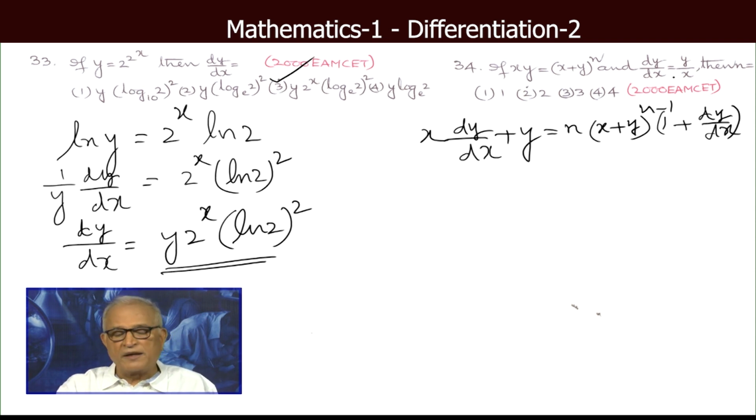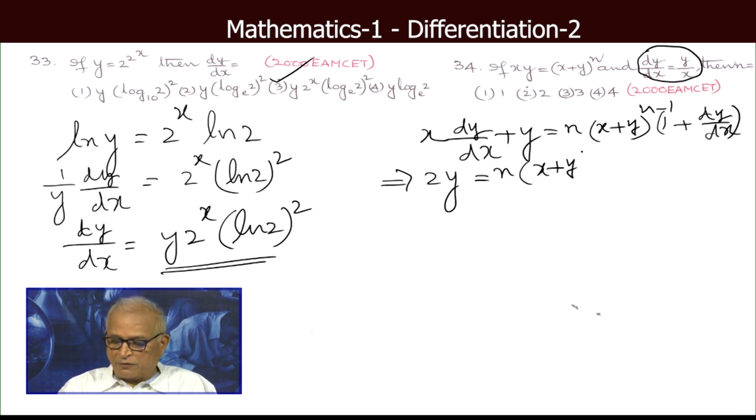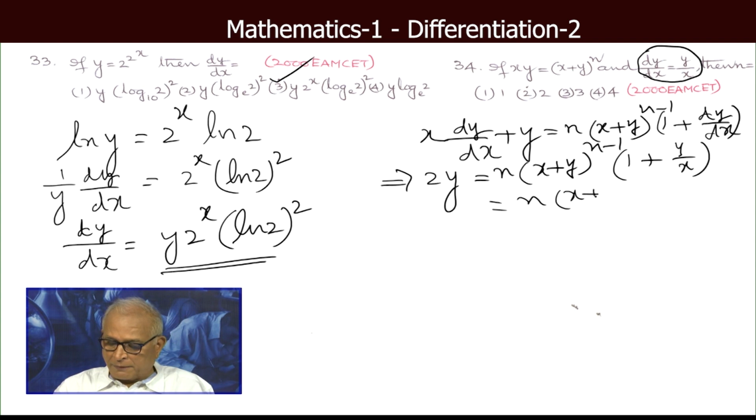x dy dx is y, because dy dx is y by x. Look at that. dy dx is y by x. x dy dx is y. So, this is 2y equals n times x plus y whole power n minus 1 into 1 plus dy dx, y by x. అంటే 1 plus y by x. What is 1 plus y by x? x plus y whole by x. So, this is n times x plus y whole power n minus 1 into x plus y whole by x.